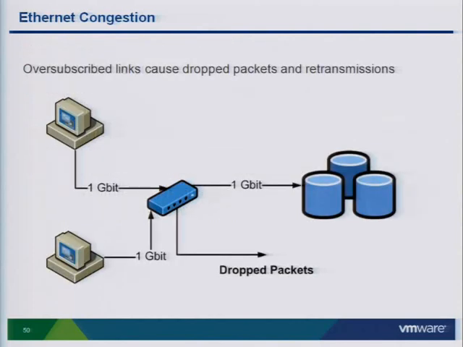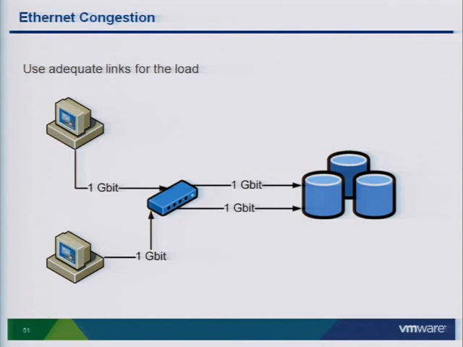If you have a couple of hosts over here that are trying to dump data across 1 gigabit links to a switch that's connected to the storage with a 1 gigabit link, you're going to end up with dropped packets. The most obvious fix for this is to configure your network appropriately so you don't end up with bottlenecks.